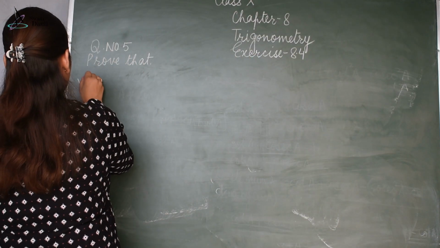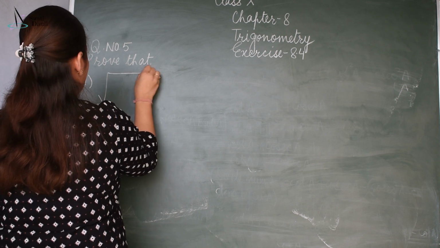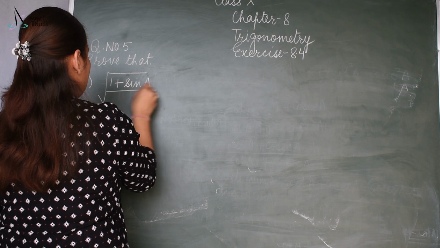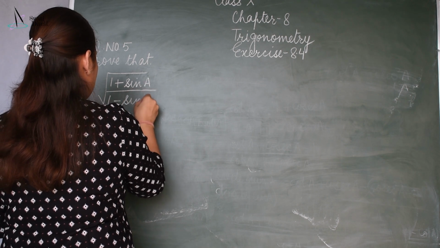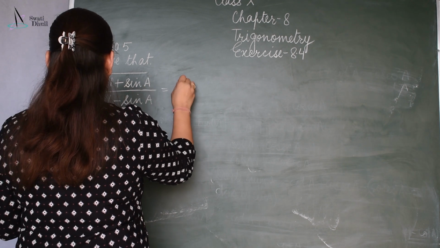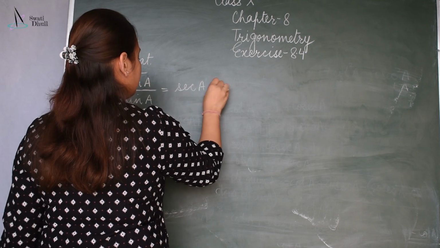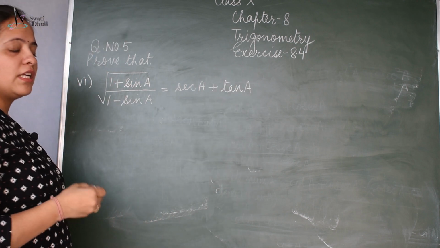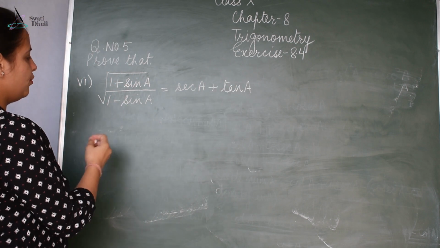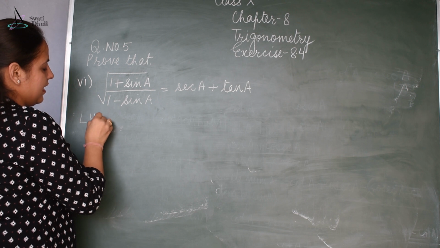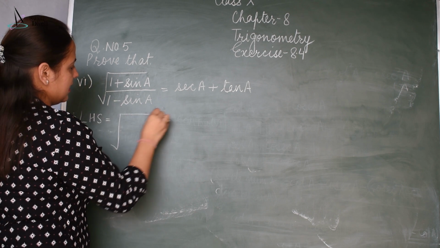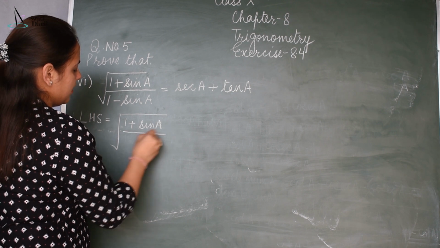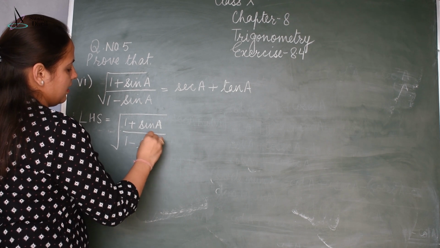Your sixth part is: square root of (1 plus sin A divided by 1 minus sin A) is equal to secant A plus tan A. Now we need to prove that LHS is equal to RHS. So first of all we'll take the left hand side. The left hand side is the square root of (1 plus sin A divided by 1 minus sin A).